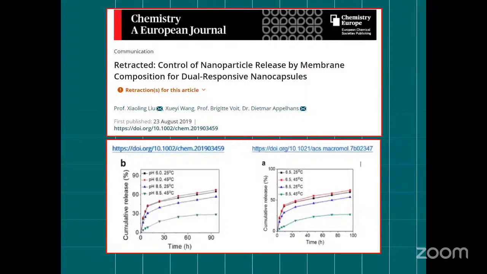Look at this image A and B. Only the pH is changing here, and you can change the concentration here, but the graph is the same. Identical, right? This is an analytical retraction. If you do it like this, the paper is categorized, and the publisher retracts it.